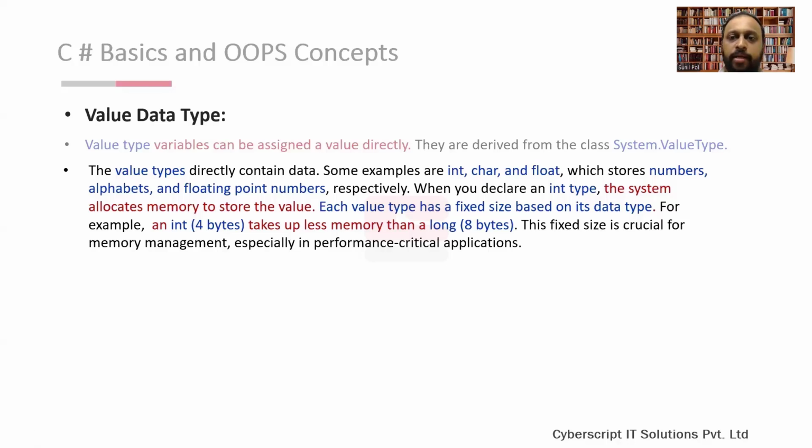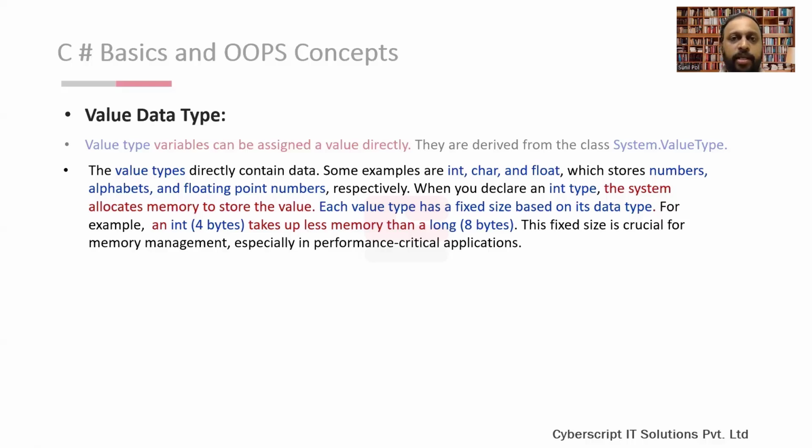When you declare an int type, the system allocates memory to store the value. Each value type has a fixed size based on its data type. For example, an int takes 4 bytes, which is less memory than a long. A long takes 8 bytes in memory. This fixed size is crucial for memory management, especially in performance-critical applications.